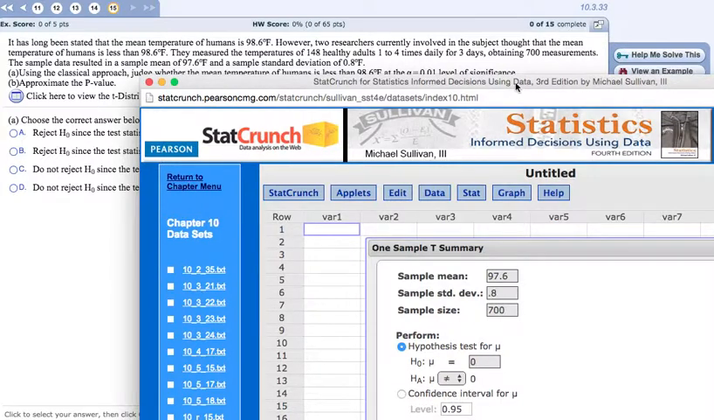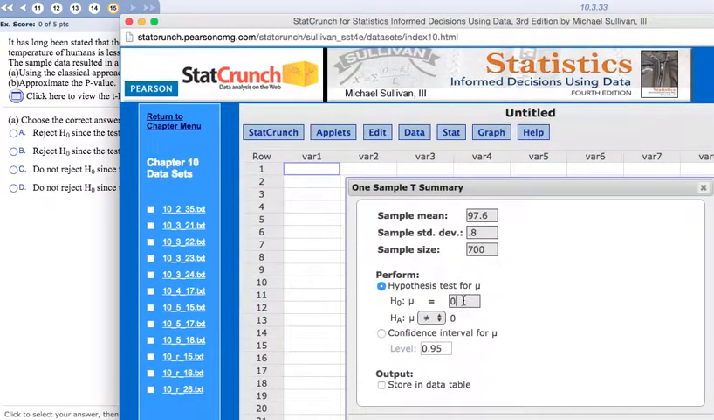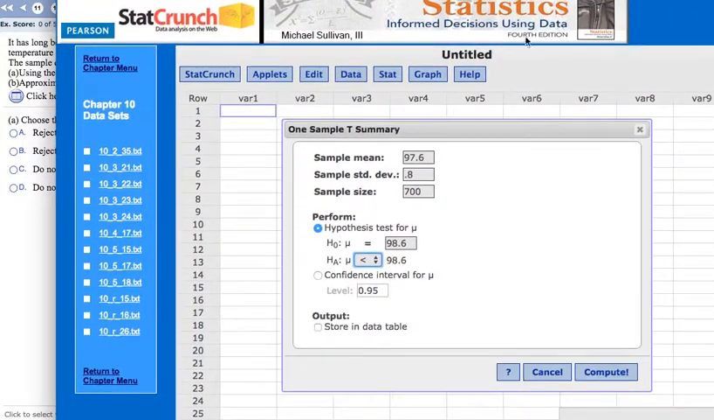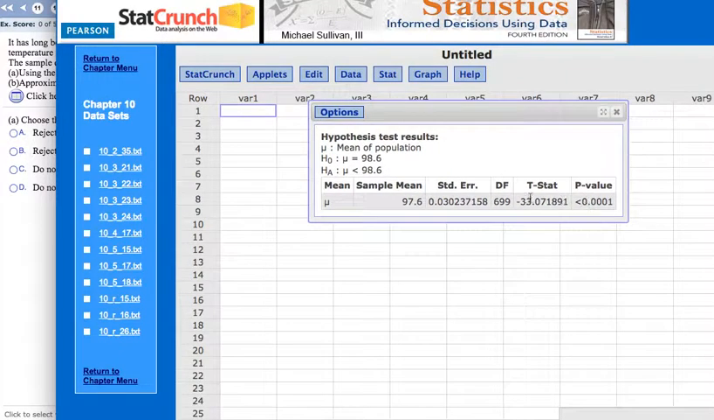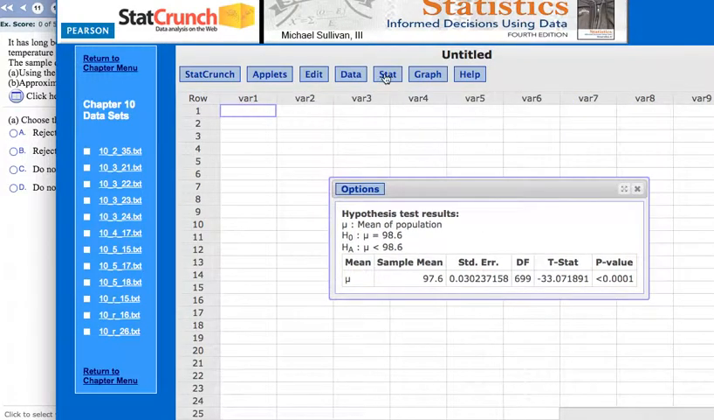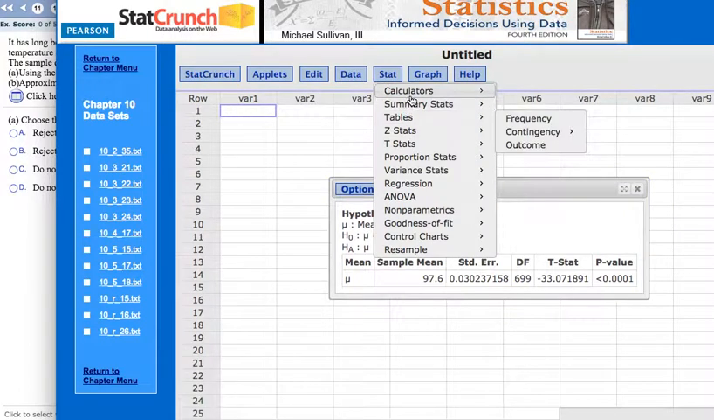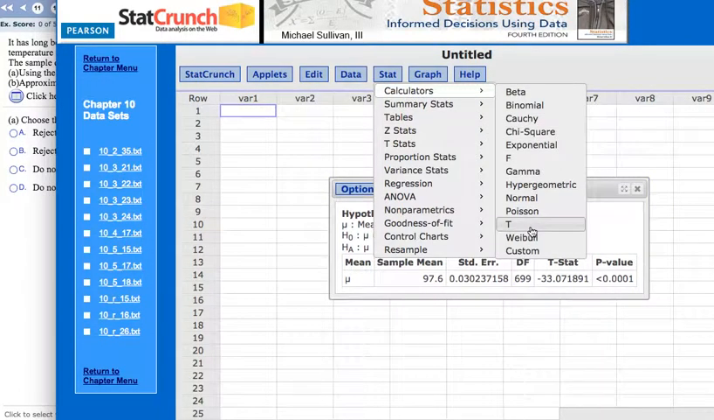And then our hypothesis test is going to state that the mean is 98.6 degrees Fahrenheit, and the researchers think that it's less than that. So that's our alternative. That's always the research hypothesis. So we'll go ahead and compute that, and we can see, wow, this t statistic is negative 33.07. That's really big.